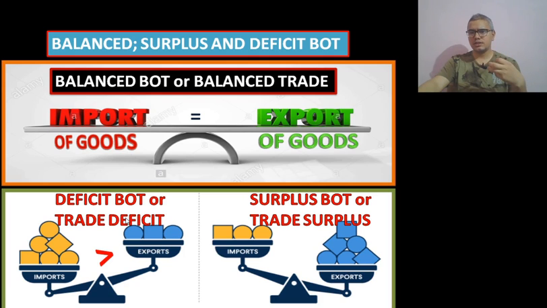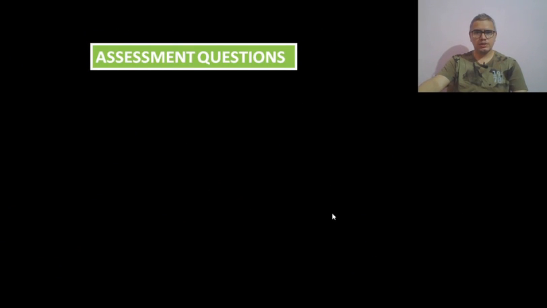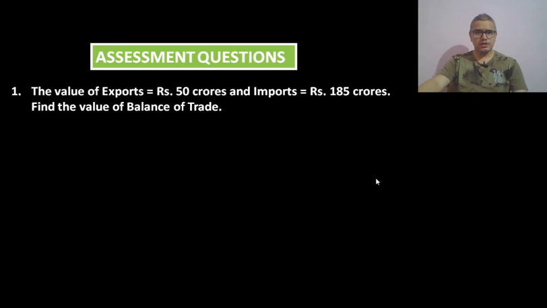And the opposite of it will be known as surplus balance of trade or trade surplus. And trade surplus takes place whenever the monetary value of exports of goods exceeds the monetary value of the imports of goods. Okay, based on this, we will try solving some of the assessment questions. The first two questions deal with one particular type of question, that is you are asked to find balance of trade and the value of exports and imports will be given in the question.